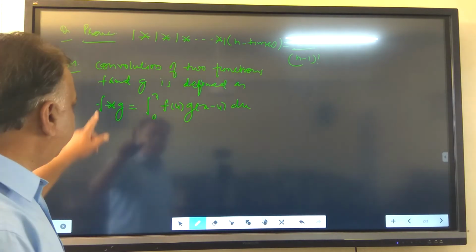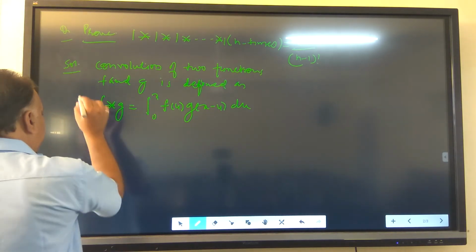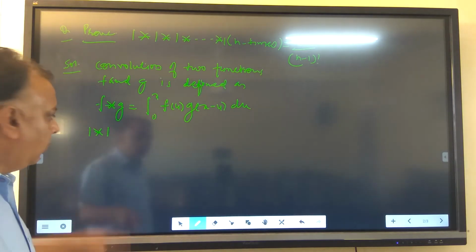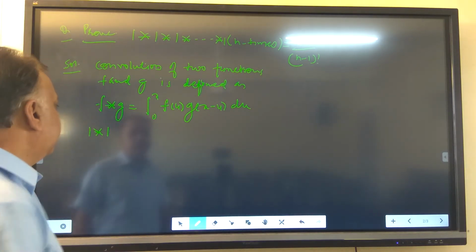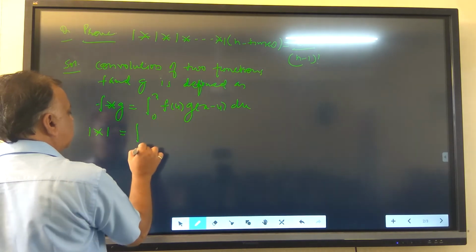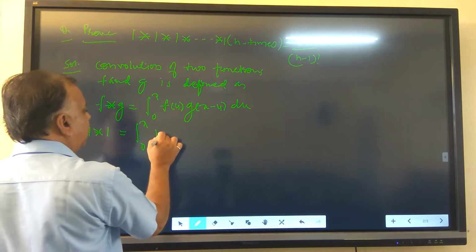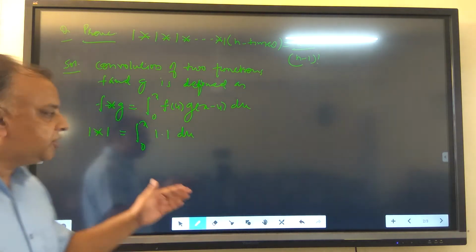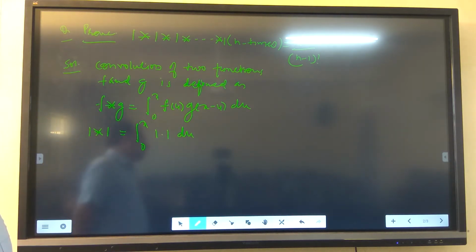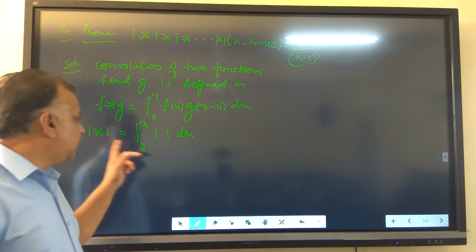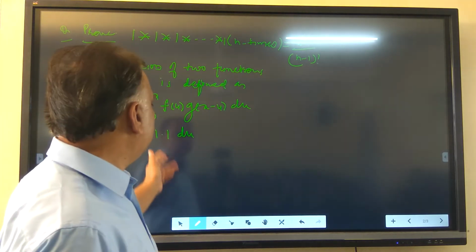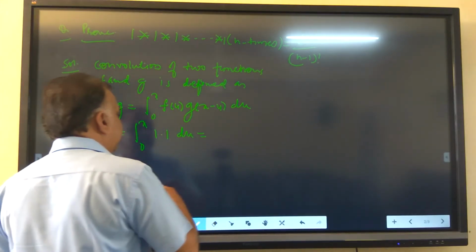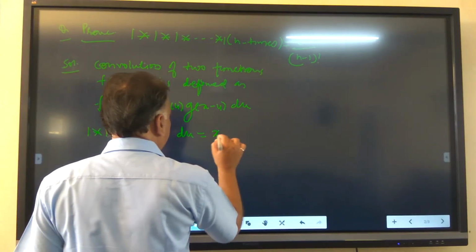So using this definition of convolution of two functions, first we calculate 1 star 1. The convolution of two functions 1 and 1, by the definition, is the integral from 0 to x of 1 into 1 du. Here f(x) is 1 and g(x) is also 1, so f(u) into g(x minus u) is 1, and by integrating this we get x.